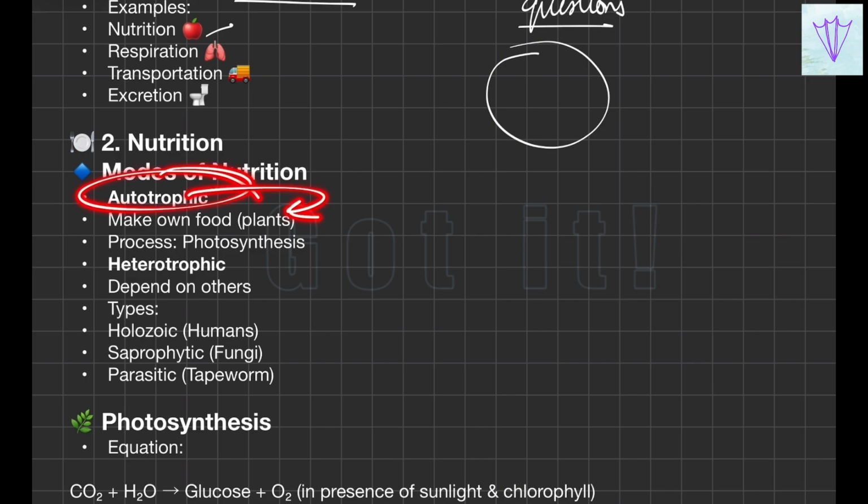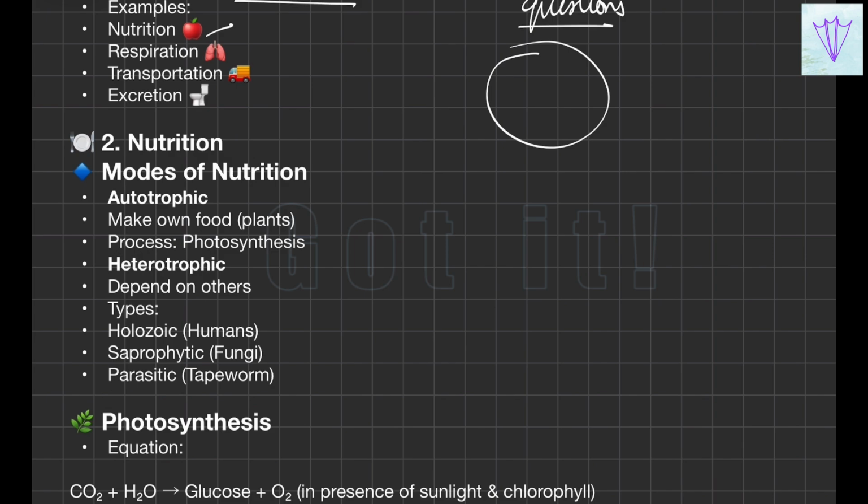Autotrophic in the sense they make their own food. The best example is plants, and they make their own food with the process of photosynthesis. And the heterotrophic ones are the ones which depend on others for their food. So it is a mode of nutrition in which organisms cannot prepare their own food. They depend on others. The other categories of this include the saprophytic nutrition, holozoic, which humans follow, and the parasitic mode of nutrition.